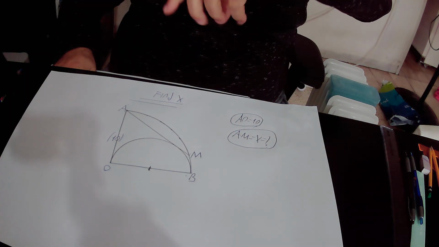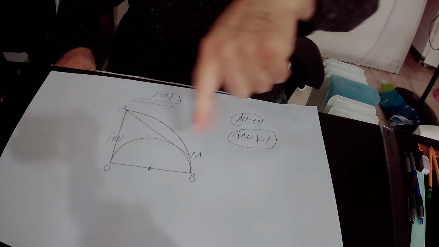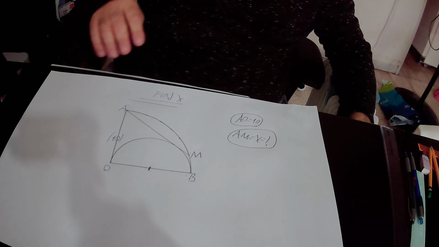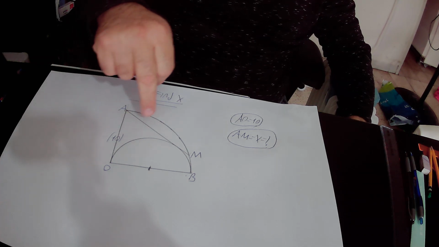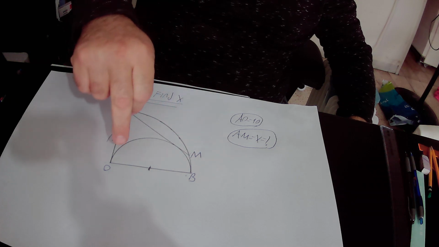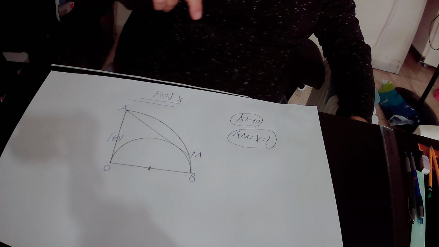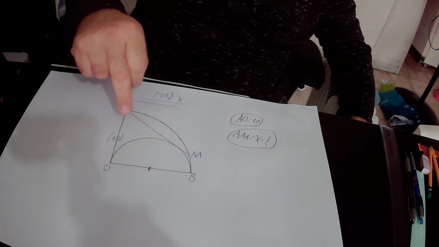Now, in this lecture, we find out the length of line segment X. In the drawing, we have a quarter circle, AOB is a quarter circle. Inside this quarter circle, we have a semicircle. This is a semicircle. And we also know that line segment AO equals 10 units in its length.